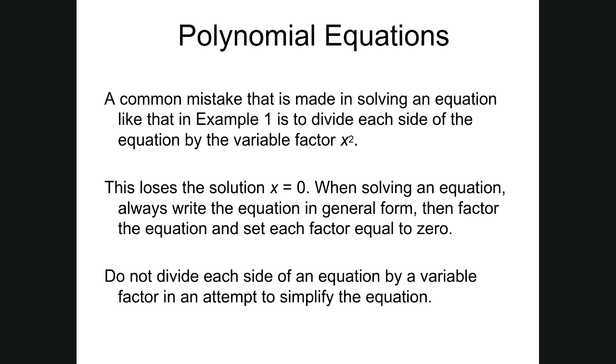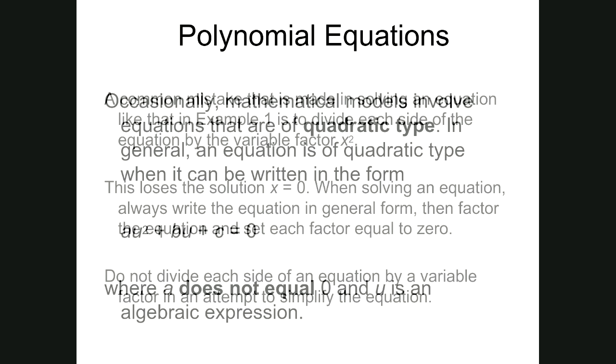A common mistake that is made in solving an equation like this, in example 1, is to divide each side of the equation by the variable factor x squared. This loses the solution x = 0 because now you don't have any x squared when you factor it. So do not divide each side of the equation by the variable because that will get rid of 0 as a solution.